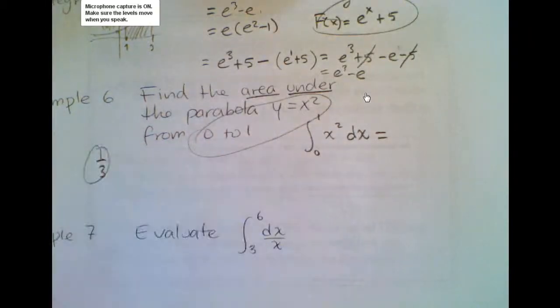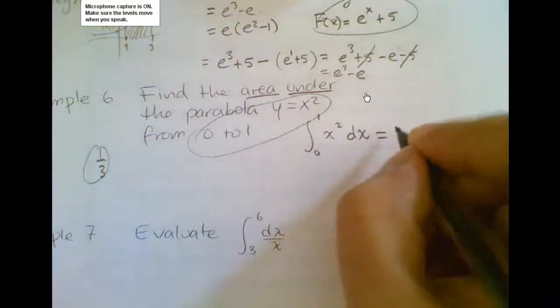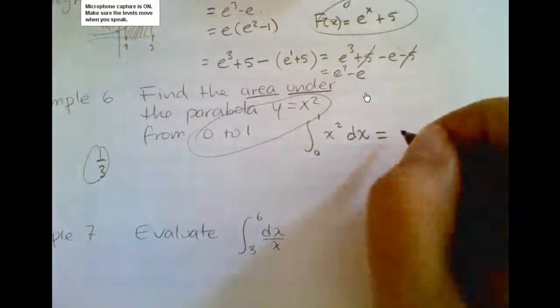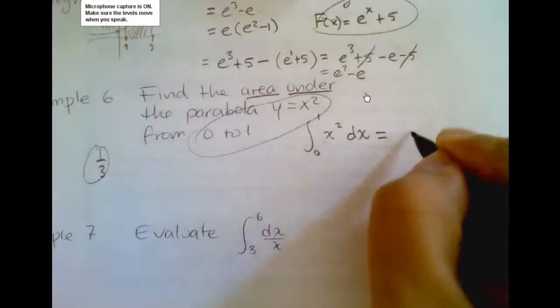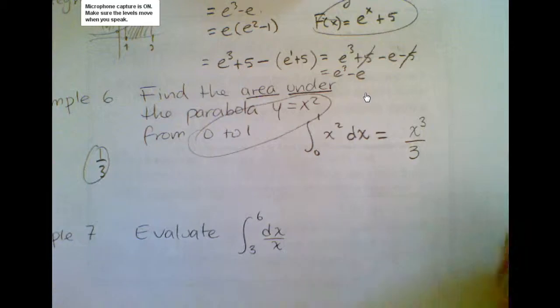Anyhow, you know that from a previous section, the answer was 1/3. So let's see if we get 1/3 applying the second part of the FTC, the Fundamental Theorem of Calculus. Okay, so the antiderivative of x squared is x to the third over 3. And now I'm going to evaluate it between 0 and 1.